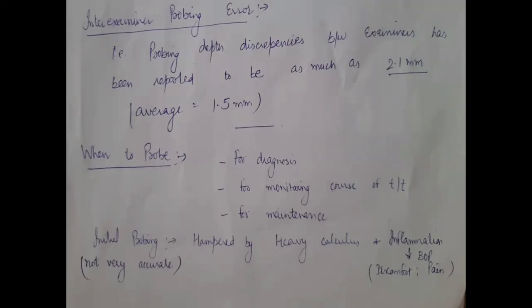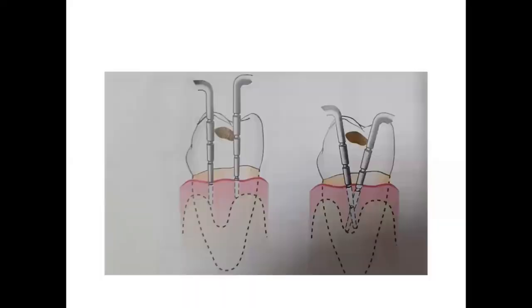Now, when to probe? The probing is done for diagnosis, then for monitoring the course of the treatment, and then initial probing, and then for maintenance. As I told you in the diagram, the initial probing may be hampered by heavy calculus and inflammation. That inflammation might lead to bleeding on probing, which can cause discomfort and pain to the patient while probing. So initial probing depth might not be very accurate. To do the proper probing, we have to wait till the scaling and oral prophylaxis is completed.